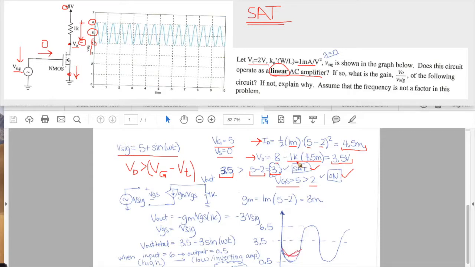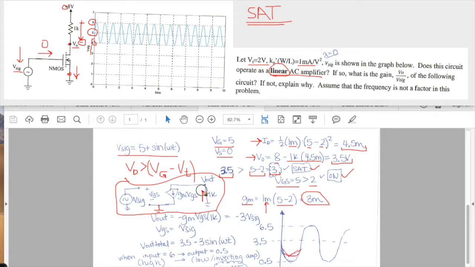Now what happens in the AC? For AC, we need to redraw the circuit in the hybrid pi model. Vsig is your input, and Vs is ground. The drain side has just 1K to ground. We also need the parameter gm, which is Kn prime W over L times VGS minus Vt. That gives us 3 milli for gm.